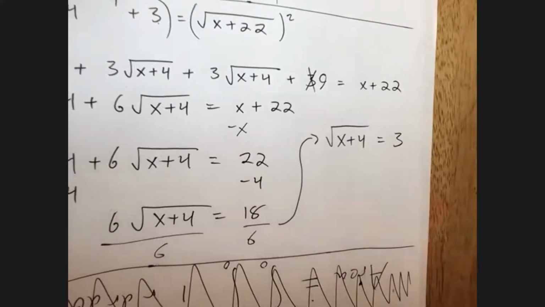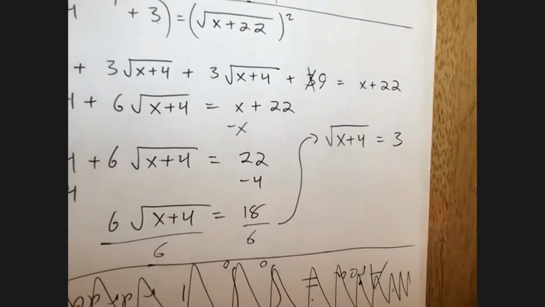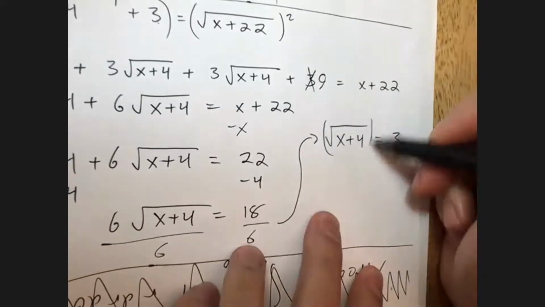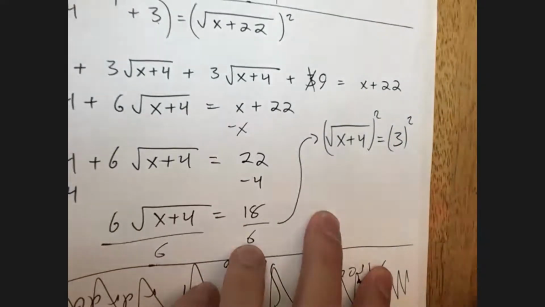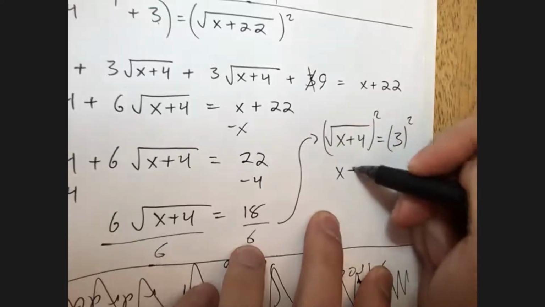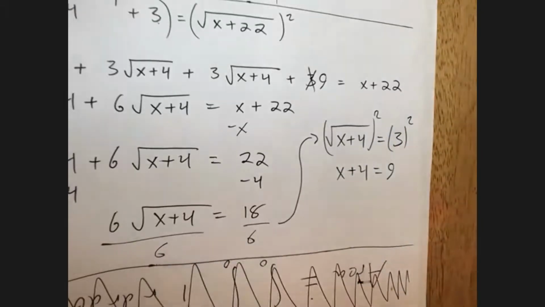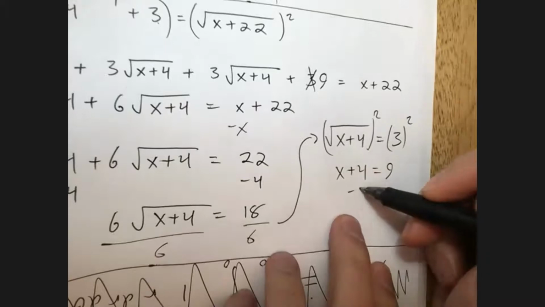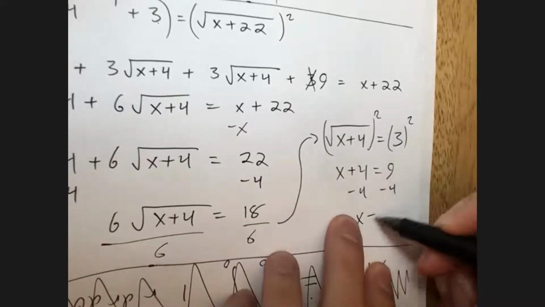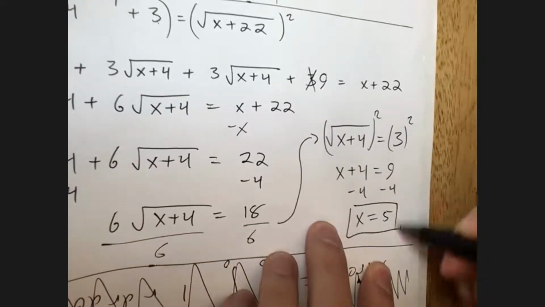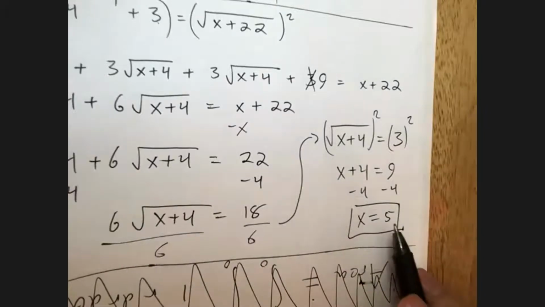All right, so now we still have a radical left, so we can square again. So you square both sides. Subtract 4 from both sides. And there we have the answer. We should check it just to be sure, right?